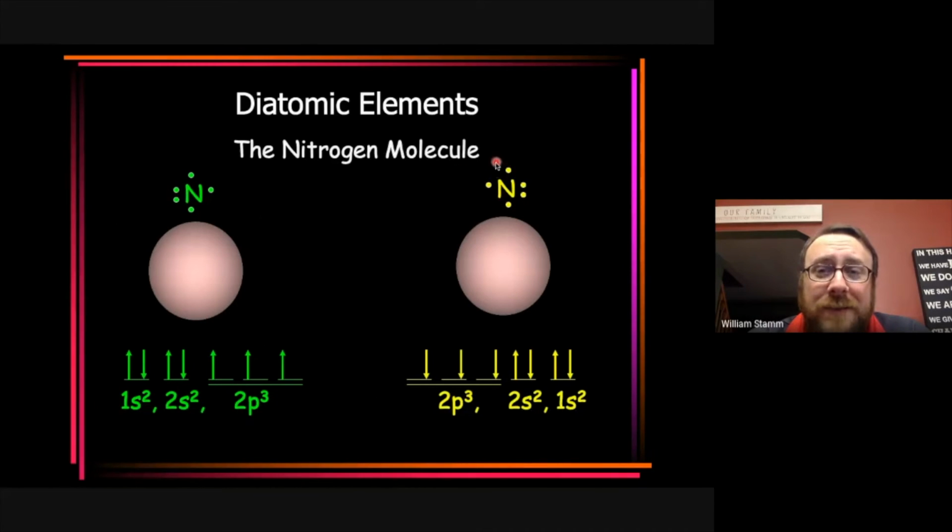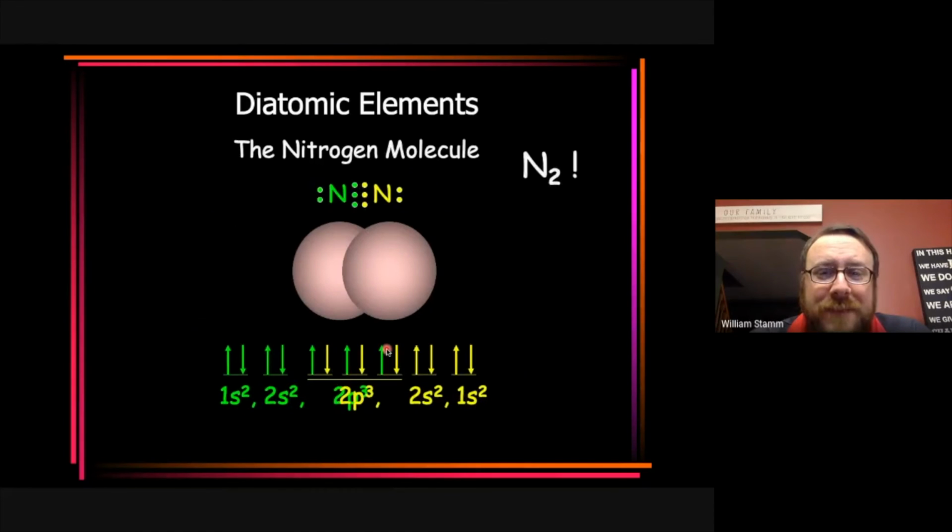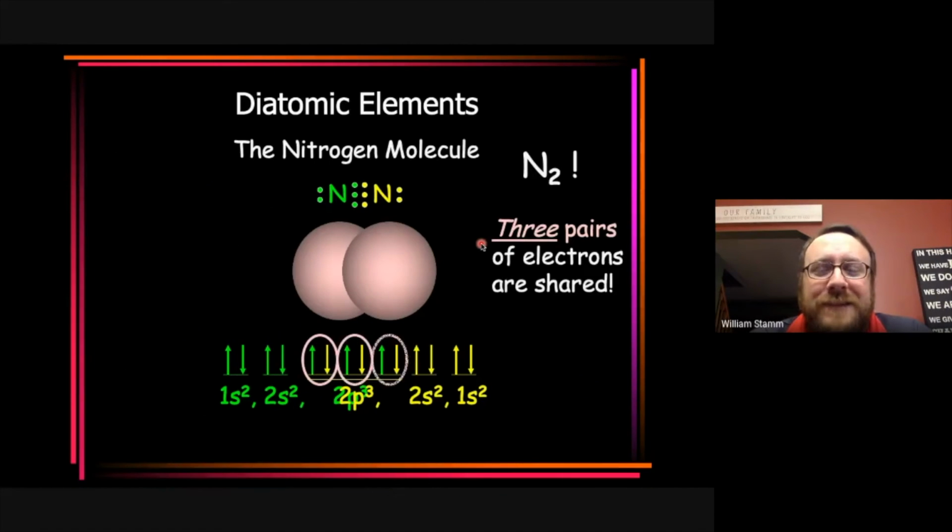They love to be paired up. And what happens is they come together, and now we have 3 shared pairs. Those shared pairs basically form 3 covalent bonds, a triple bond. We would call this N2, 2 nitrogen atoms covalently bonded together. 3 pairs of electrons are shared.